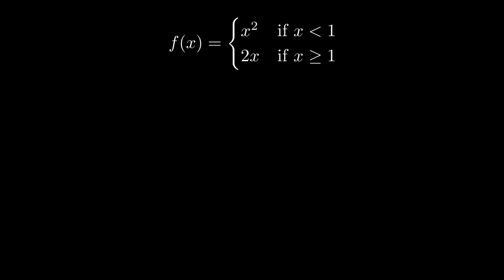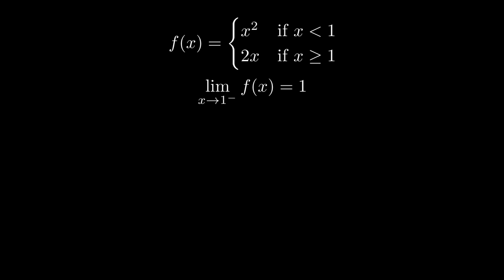So f of x equals x squared when x is less than 1, and it's 2x when x is greater than or equal to 1. Now I want you to tell me if this function is continuous at x equals 1. To figure that out, we first find the limit, so the right hand limit and the left hand limit. The left hand limit will involve the function x squared because it's defined for x less than 1, which is to the left of 1.